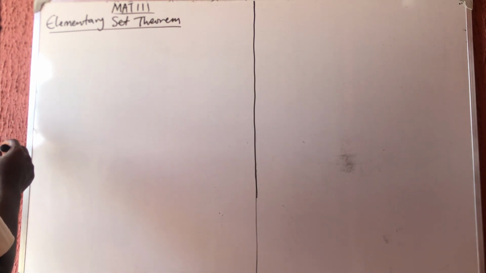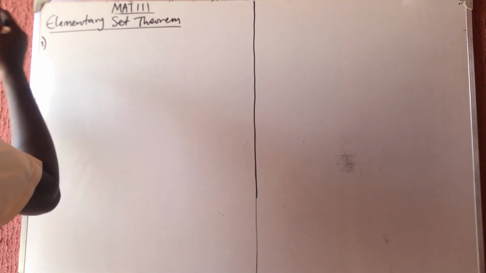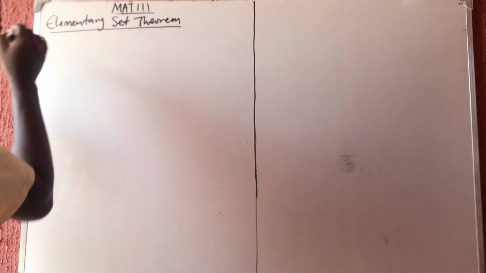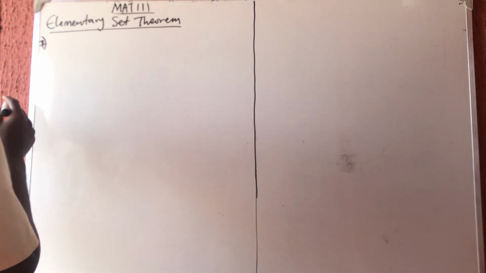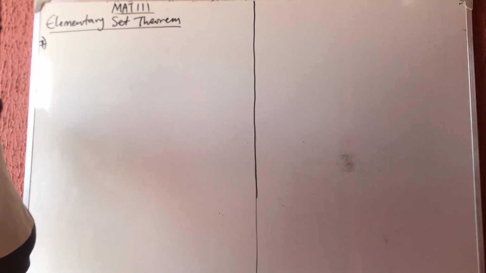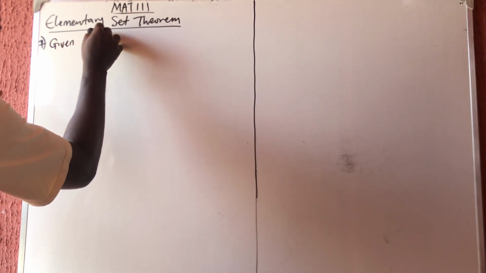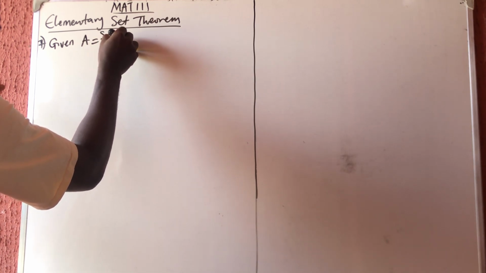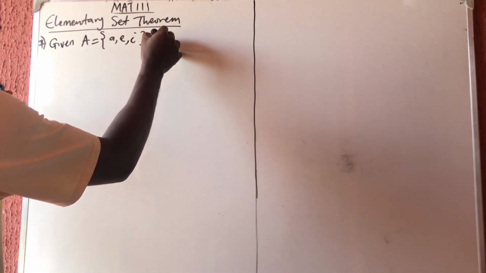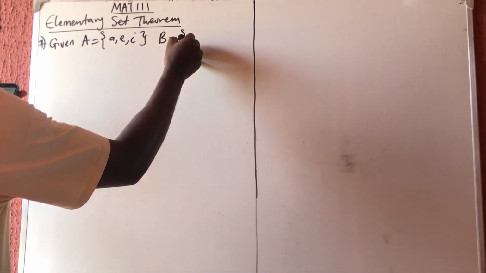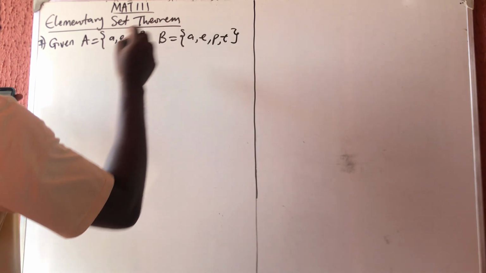Now, the first question we're going to solve is, according to my list, number 7. We have solved 6 questions in the other video, but let's just call it number 7 the way I have it here. They say that given A is equal to the set of A, E, I, and B is equal to the set of A, E, P, and T.